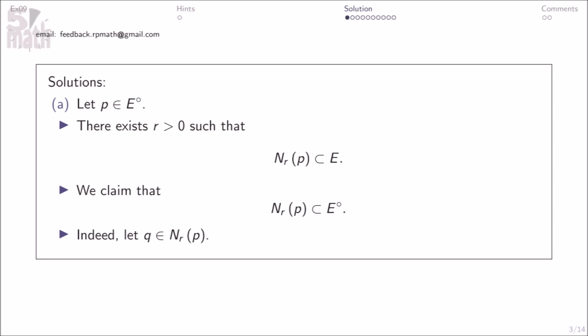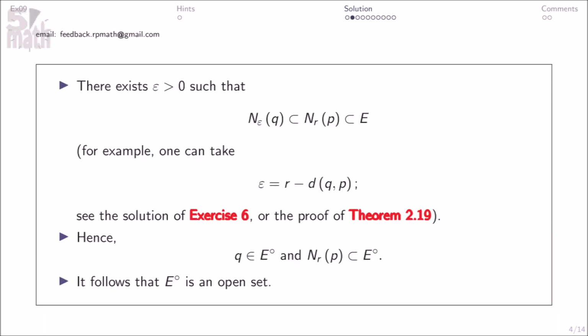Solutions. A. Let P element of E suck. There exists R greater than 0 such that this. We claim that this. Indeed, let Q element of NR of P. There exists epsilon greater than 0 such that this. For example, one can take epsilon equaling this. See the solution of exercise 6 or the proof of theorem 219. Hence, Q element of E suck and this. It follows that E suck is an open set.